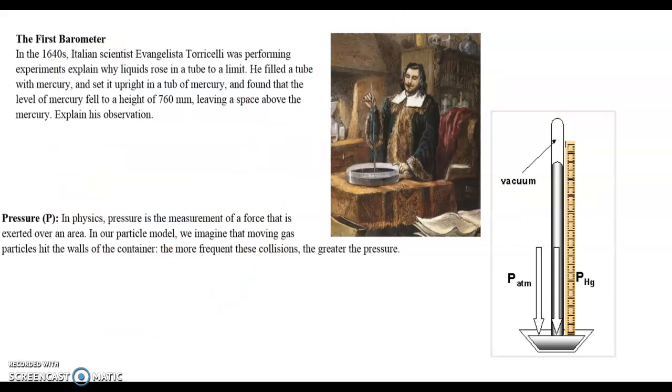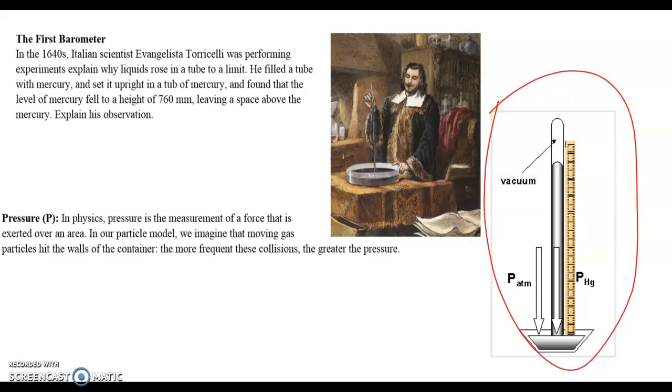Going into this, how do we measure atmospheric pressure? One of the first ideas was, let's come up with some sort of contraption. And Torricelli, an Italian scientist in the 1640s, started messing around with this idea, and it's on the right here if you look at it.